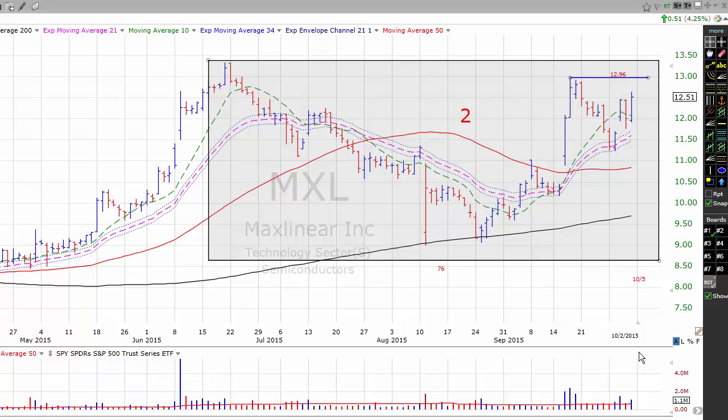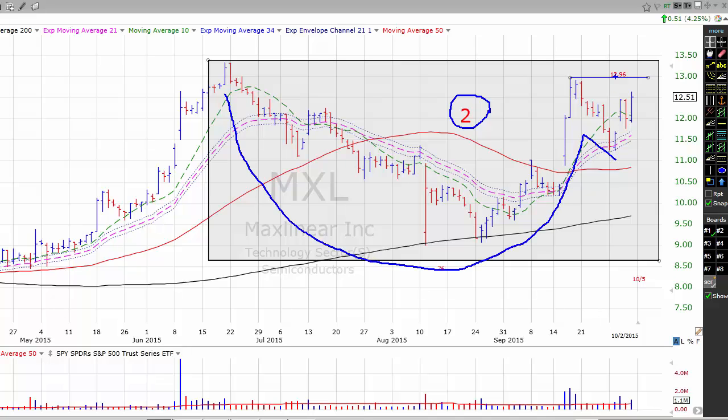And the first one is MaxLinear. MaxLinear provides RF, analog, and mixed signal ICs used in communication and video display over broadband networks. Right now the stock is in a second stage base. This is a cup and handle base with a pivot point in the $12.96 area. MaxLinear gets a 76% checklist rating and can be bought by aggressive traders here.